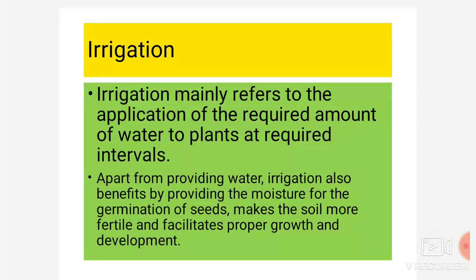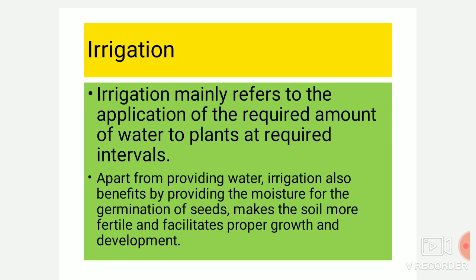Students, we are here and today we have to discuss irrigation in crop production. Irrigation mainly refers to the application of the required amount of water to the plants at required intervals. So when we put water in the crops, that is termed as irrigation.